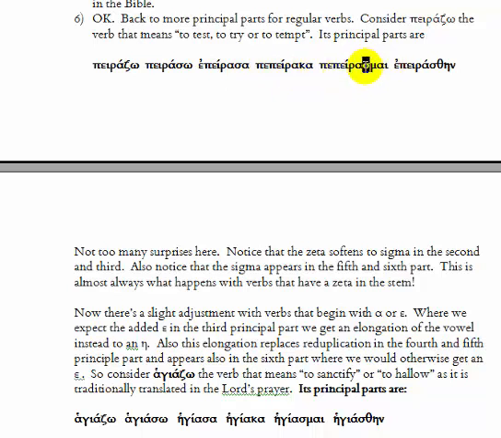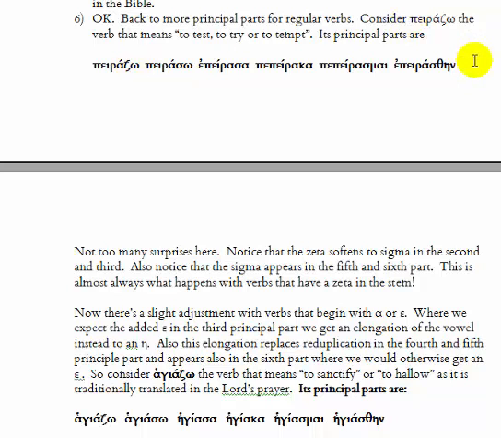You pick up the sigma again very often in the fifth principal part for a verb like this that has a zeta stem. And epeirasthane. But again, this is the same basic pattern that we saw with luo. Not a whole lot different here. So peirazo, peiraso, epeirasa, peperaka, peperasmai, epeirasthane. Not terribly different here, but you know what happens when you see a zeta here. It actually is pretty regular.